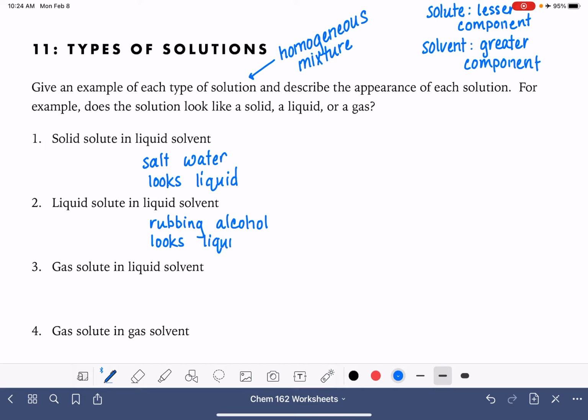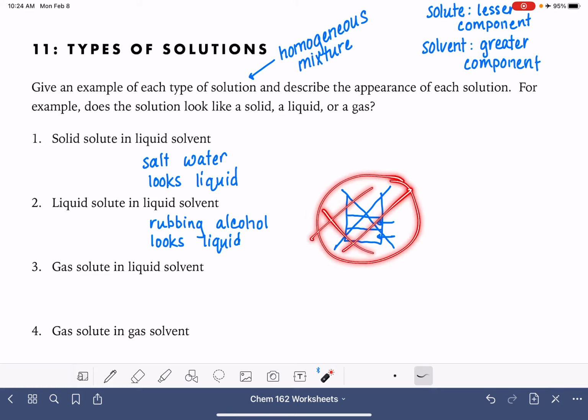You might be wondering, what about oil and water if you mixed oil and water together? Remember, if you mix oil and water together, they don't actually mix. They stay separated from each other, two separate layers. So that is not a homogeneous mixture. A homogeneous mixture is when the components are indistinguishable. And since you can see the water and you can see the oil, it's not a homogeneous mixture. That means this is not a solution. So this is not an example of liquid in liquid.